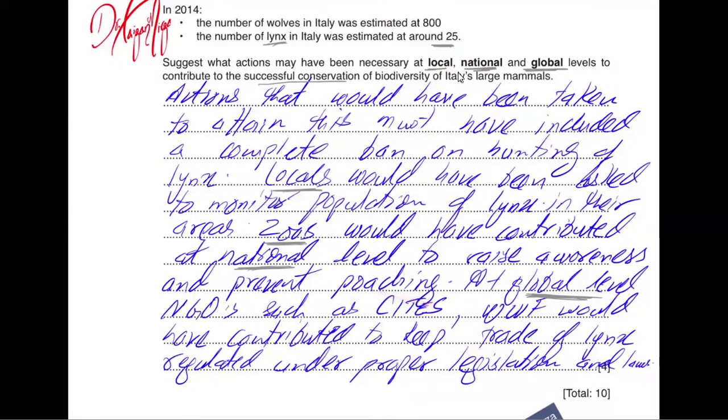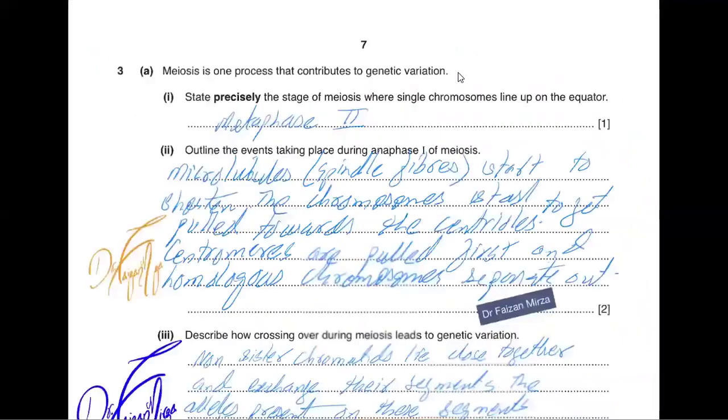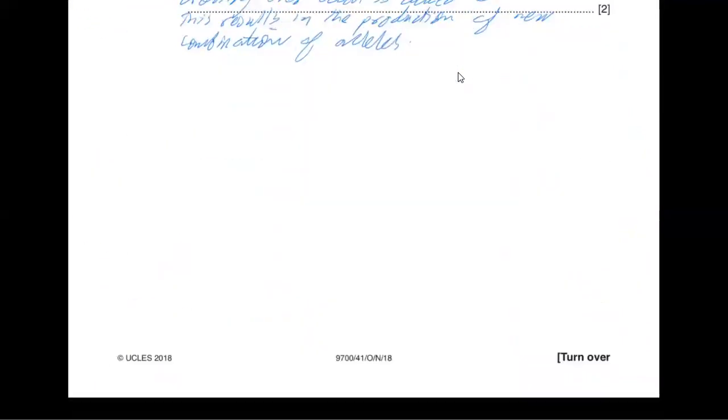At the global level, we have various NGOs such as CITES and WWF, and they have contributed to keeping the trade of lynx regulated under proper regulations and laws. So in this question, we have addressed all three. So let's try another question here.